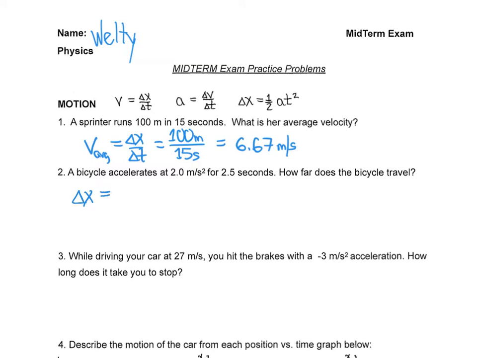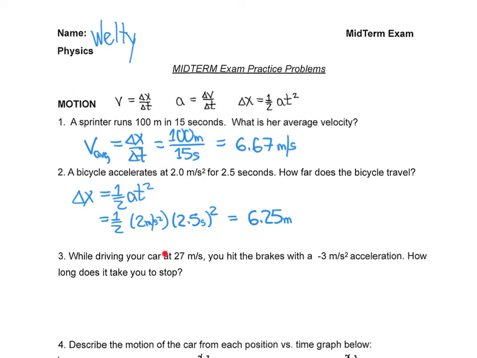Distance during acceleration is 1/2 a t squared. My acceleration rate is 2 meters per second squared, so my velocity increases by 2 every second, and we're going to do that for 2.5 seconds. Remember, it's time squared. So 2.5 squared times 2 times 0.5, I get 6.25 meters. Got it.